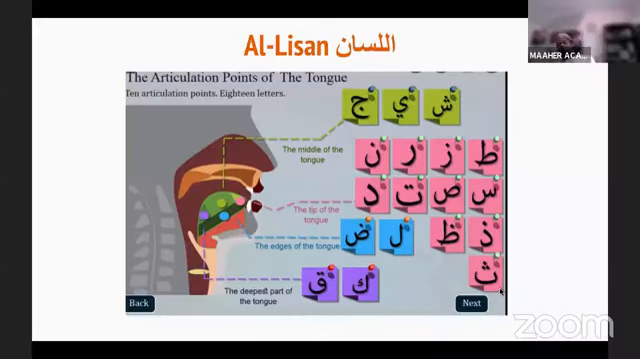I'm back. So the tongue letters, as I was saying earlier, these are 18 of them. So we have shin, ya, jim. They are the letters that come from the middle of the tongue. And also we have these beautiful letters, 11 of them: 1, 2, 3, 4, 5, 6, 7, 8, 9, 10, 11. They come from the tip of the tongue. So that accounts for the majority of the letters of the Quran.